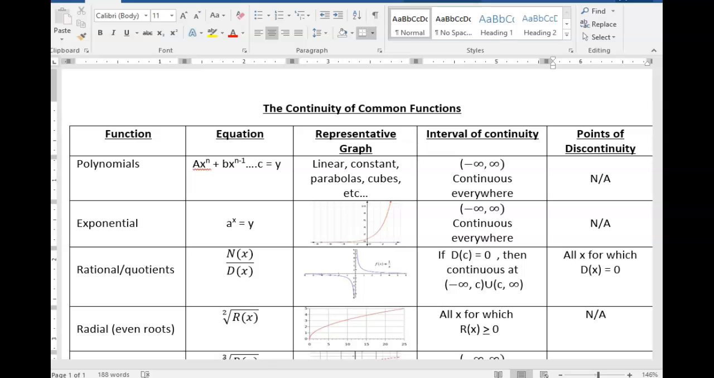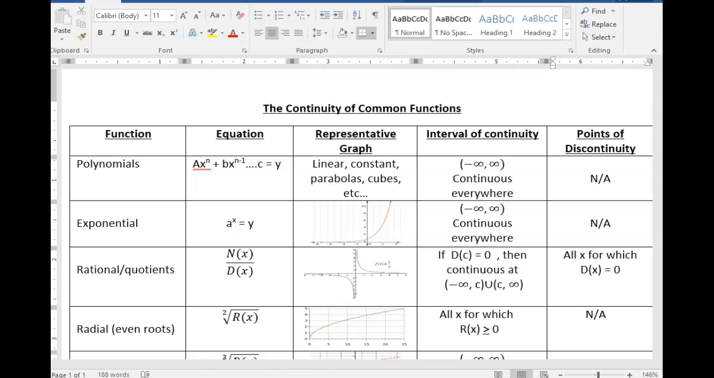Now, we're going to talk about all the different types of functions that you guys have ever learned about, and where they are continuous and where they're not. Okay? So let's start off with polynomials. Polynomials are things like quadratic functions. Anything where you have a number times x to a power plus a number times x to a power, etc. Okay? Even linear functions are considered to be polynomials.